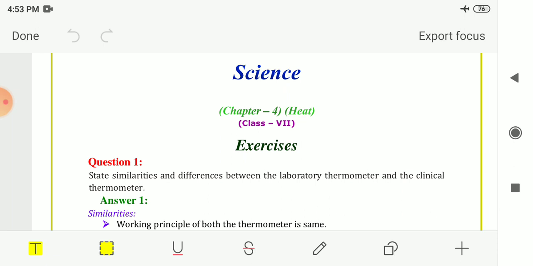And from the sun, heat comes to us by the process known as radiation. So this is the third method of the transfer of heat. In this method, the transfer of heat by radiation does not require any medium. That's why the heat from the sun comes to us by this process.